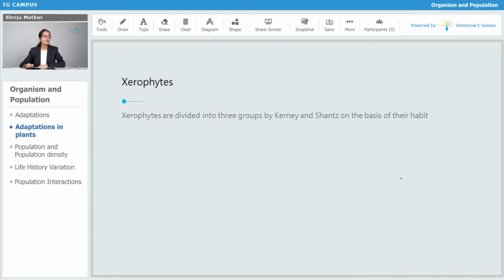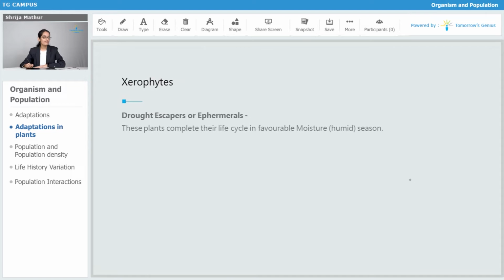Xerophytes are divided into three groups by Kearney and Chance on the basis of their habitat. Now another type of classification. Drought escapers or ephemerals. Such plants usually grow in deserts. These plants complete their life cycle in the favorable moisture and humid season. They leave their mature seeds and degenerate before unfavorable conditions. So this is the first type, drought escapers.